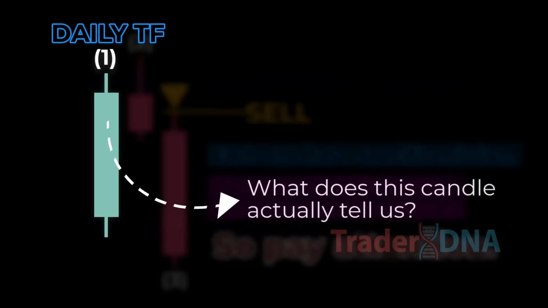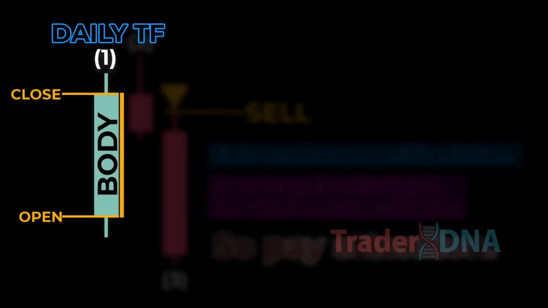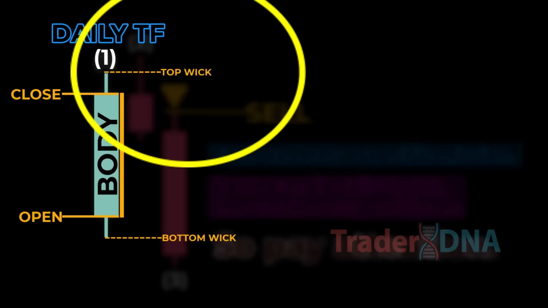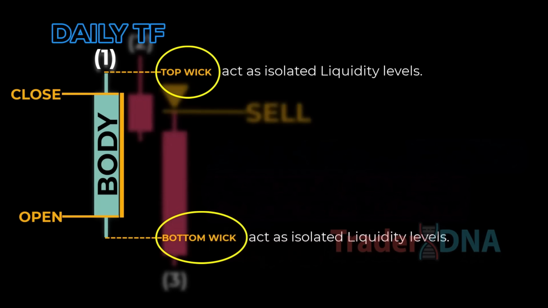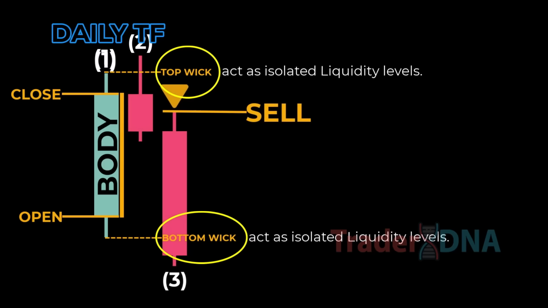It tells us that on this specific day, price opened here and it closed up here. That's the body. And the highest price reached during the day, that's the top wick. The lowest price, that's the bottom wick. Simple information, but extremely powerful. Because in candle range theory, those wicks are not random. The top wick and the bottom wick act as isolated liquidity levels, independent targets, magnets for future price.